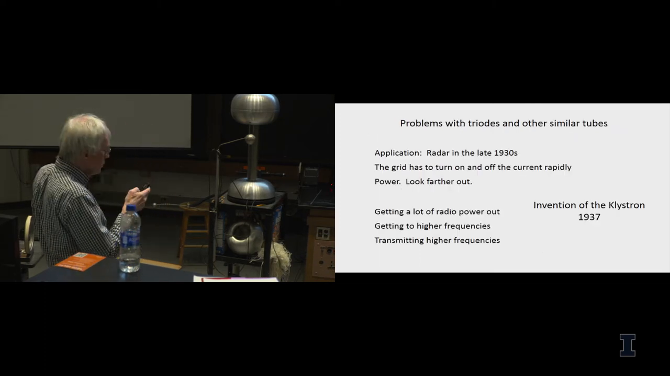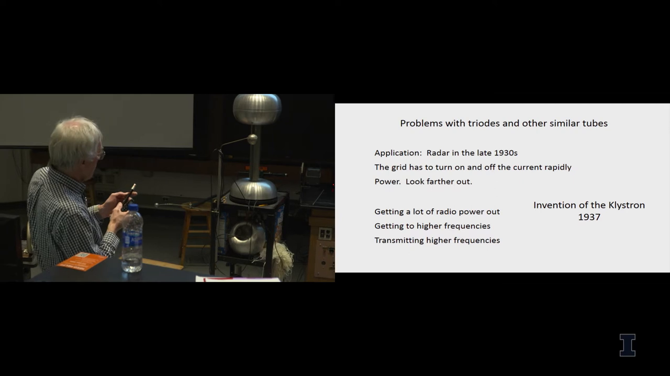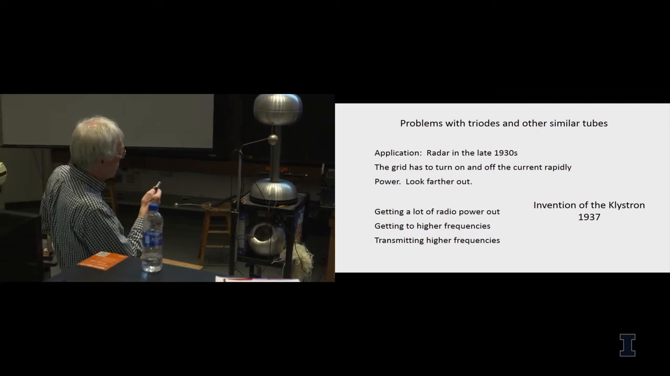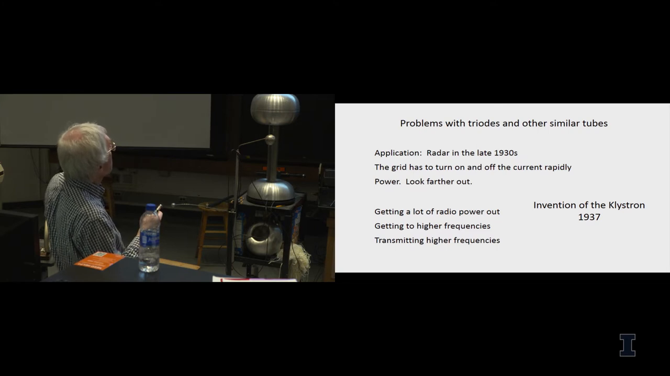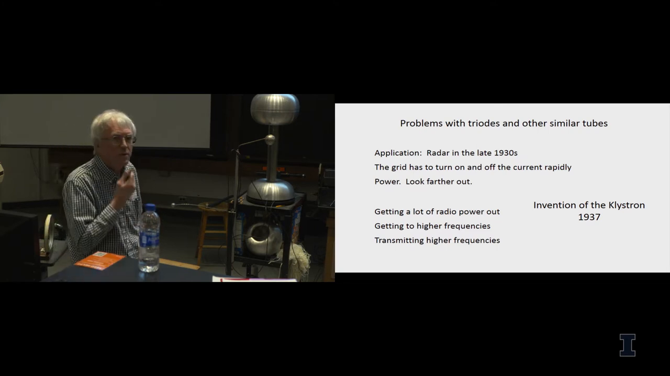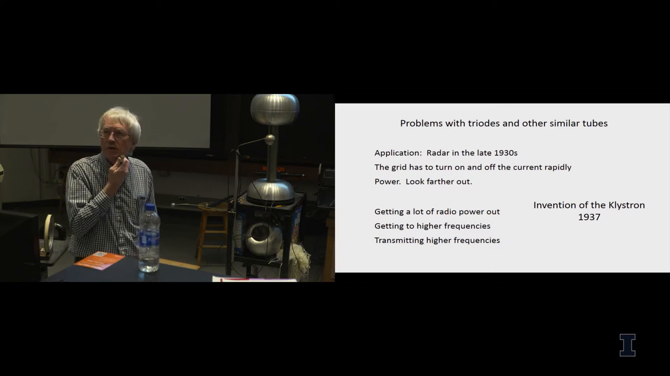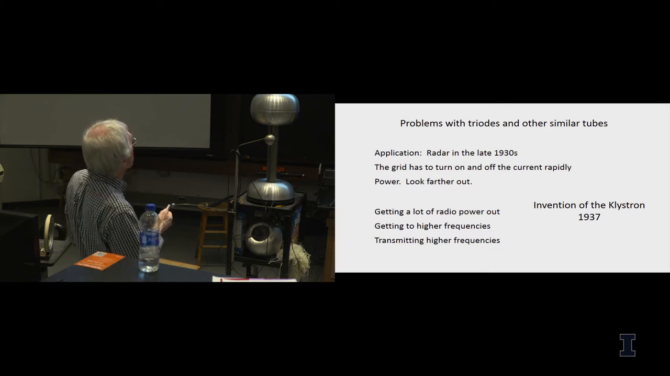Okay, so this was good, but people wanted to do something better, get more power. For example, there was a lot of interest in the 1930s in using radio waves to detect things that weren't right there in front of you. So this was the emergence of radar, the technology of radar.